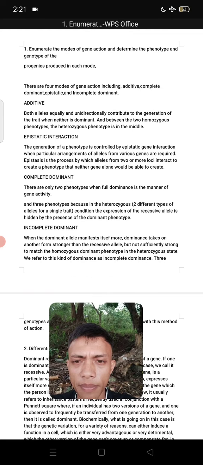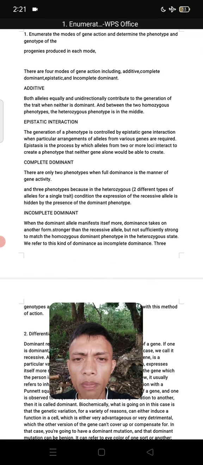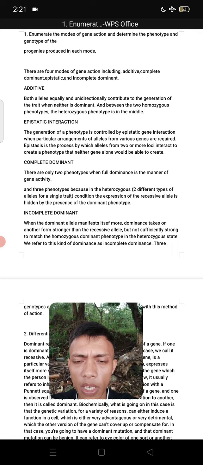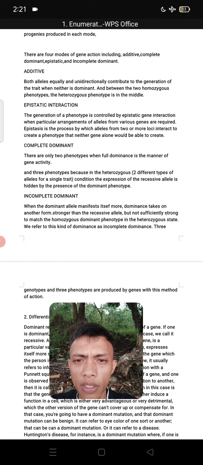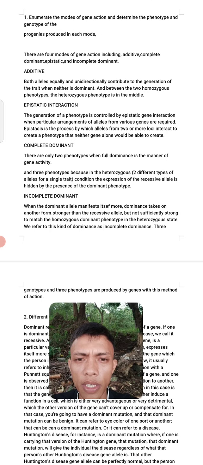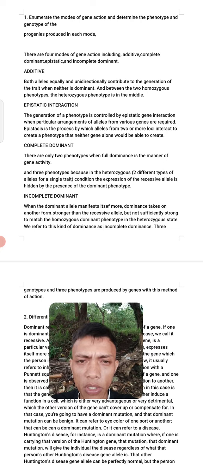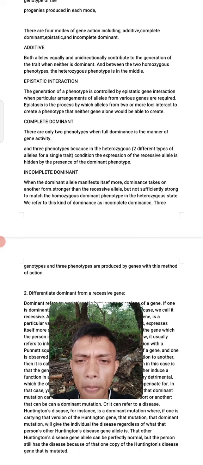Complete dominant. There are only 2 phenotypes when full dominance is the manner of the gene's activity, and 3 genotypes, because in the heterozygous there are 2 different types of allele for a single trait. The expression of the recessive allele is hidden by the presence of the dominant phenotype.